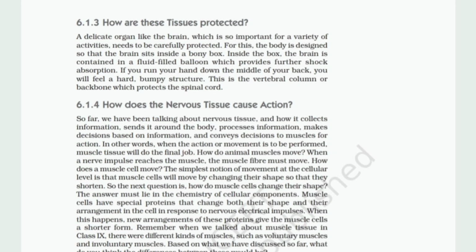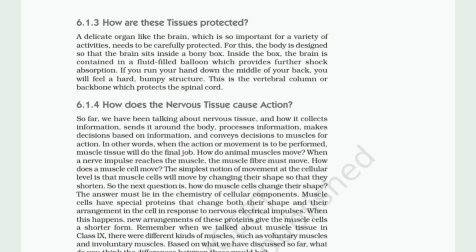How are these tissues protected? A delicate organ like the brain, which is so important for a variety of activities, needs to be carefully protected. For this, the body is designed so that the brain sits inside a bony box. Inside the box, the brain is contained in a fluid-filled balloon which provides further shock absorption. If you run your hand down the middle of your back, you will feel a hard, bumpy structure. This is the vertebral column or backbone which protects the spinal cord.